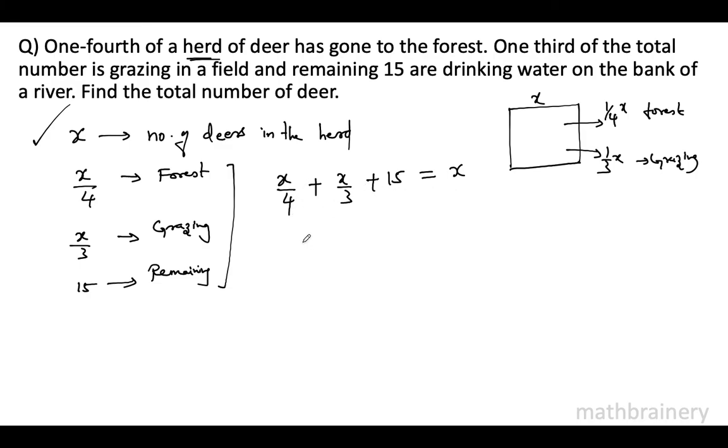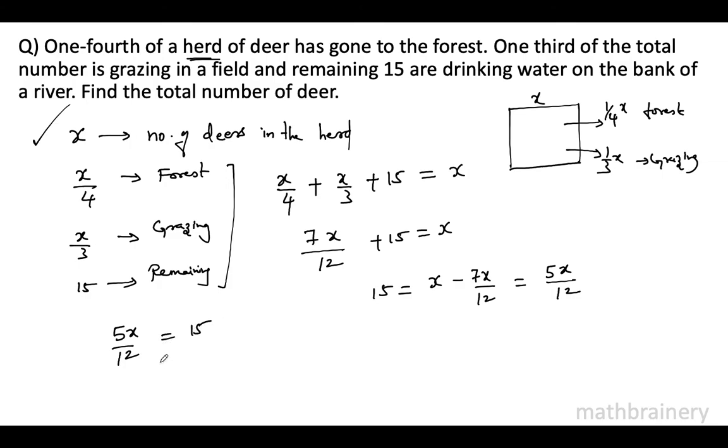X by 4 plus X by 3 is 7x by 12, plus 15 is equal to X. Let me transpose this 7x by 12 to the right hand side. You get X minus 7x by 12, which is 5x by 12. So 5x by 12 is equal to 15. Let's cross multiply. You get 5x is equal to 15 into 12, so X must be 15 into 12 divided by 5. 5 3s are 15, 12 3s are 36. So the total number of deer that were present in the herd is 36.